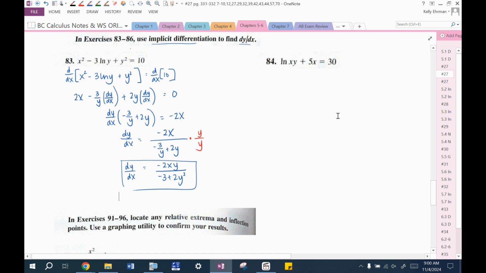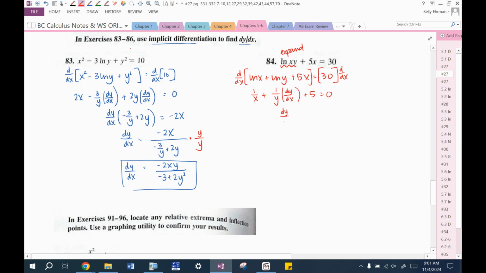All right, for number 84, take the derivative with respect to x. If I take the derivative right now as it is, I would get 1 over xy, and then I'd have to do product rule. But instead, we can expand. So make this ln x plus ln y plus 5x equals 30. And now take the derivative with respect to x of both sides. Derivative of ln x is 1 over x, plus 1 over y times dy/dx, plus 5 equals 0.